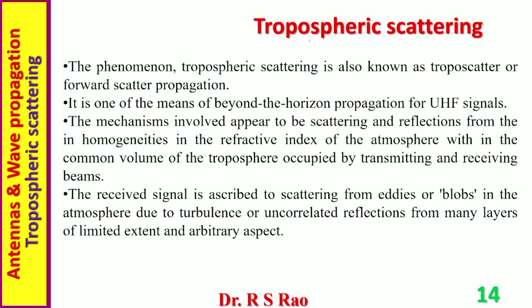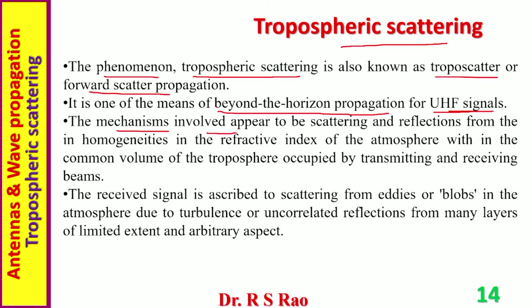We move to another area. This area is not totally different from space wave propagation. Here it is called tropospheric scattering. A few points regarding these systems. The phenomenon of tropospheric scattering is also known as troposcatter or forward scatter propagation. It is one of the means of beyond the horizon propagation for UHF signals.